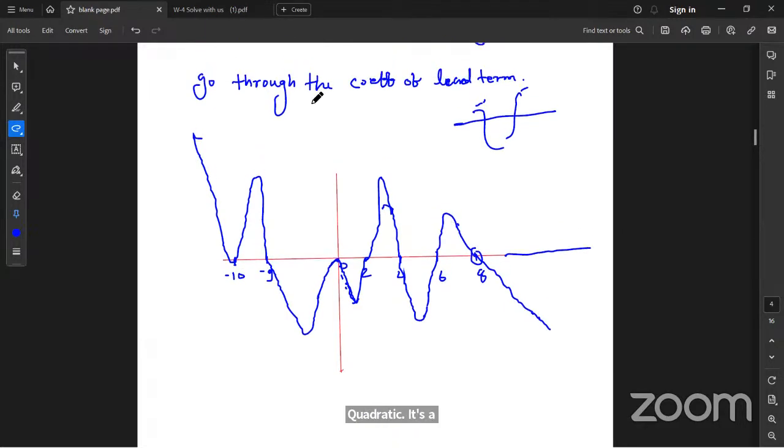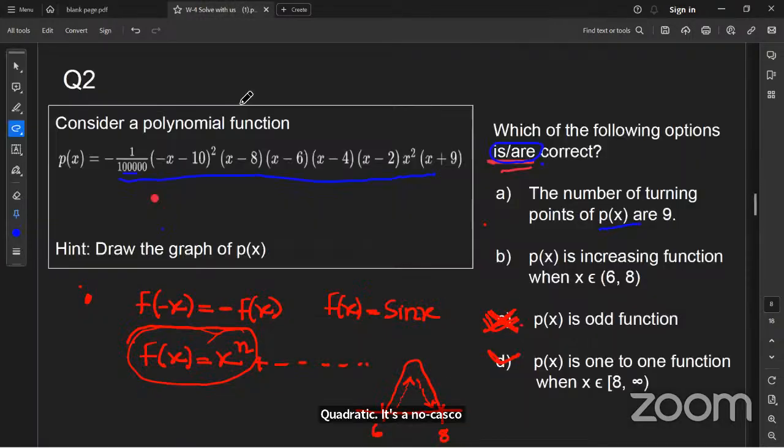Okay, let's move to the question. What is it asking actually? What is the first option? The number of turning points of polynomial P(x).